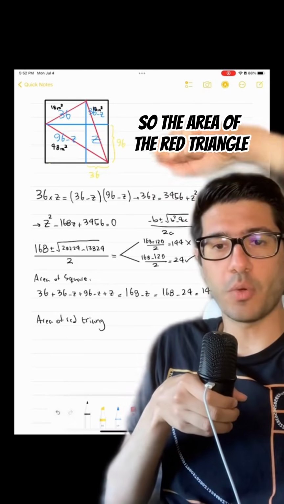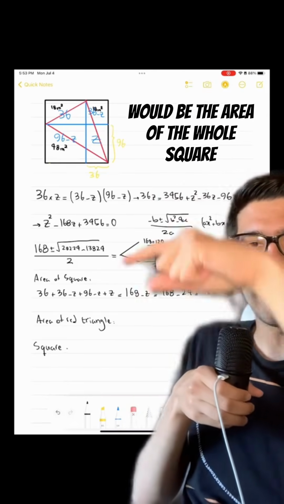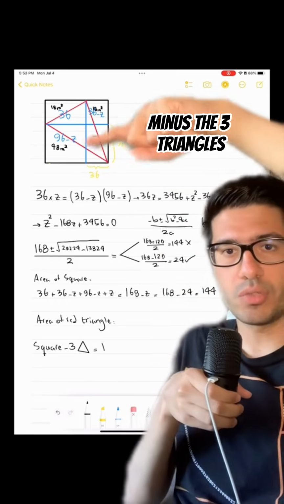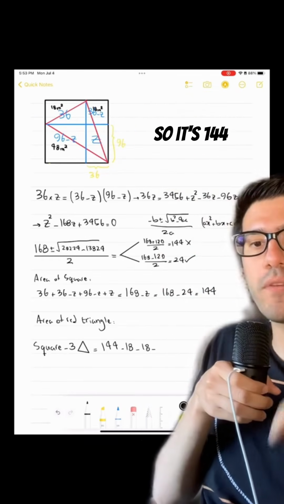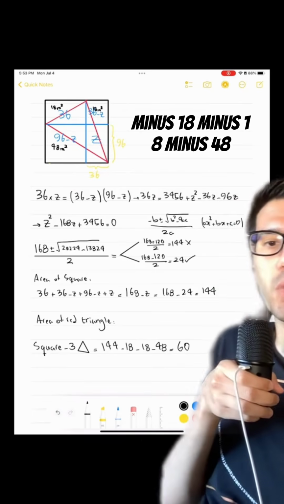So the area of the red triangle, which we're trying to solve for, would be the area of the whole square minus the 3 triangles that we already know the area for. So it's 144 minus 18 minus 18 minus 48, which is 60.